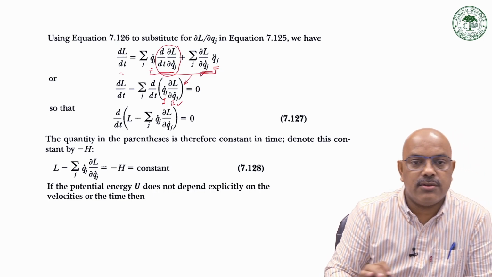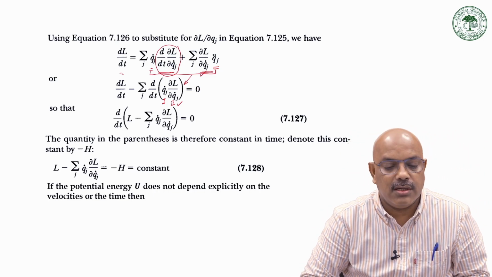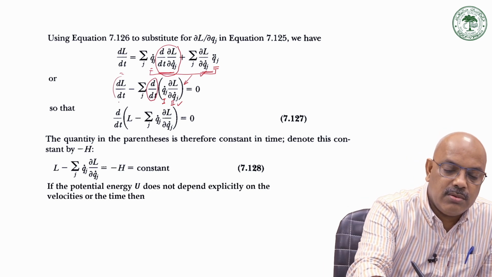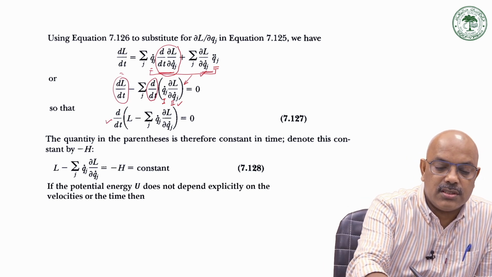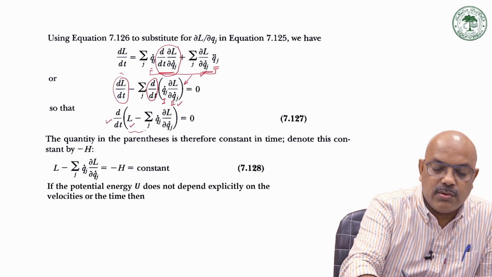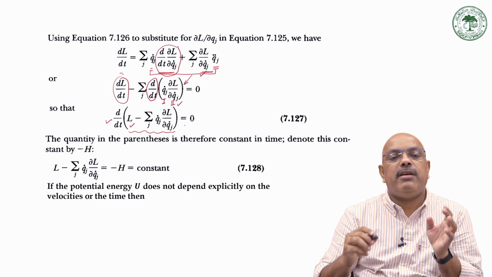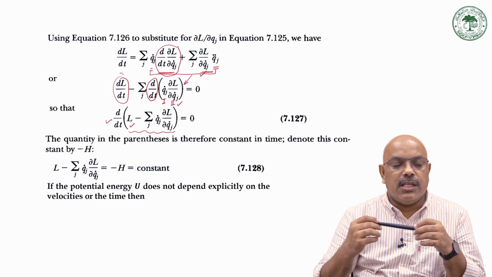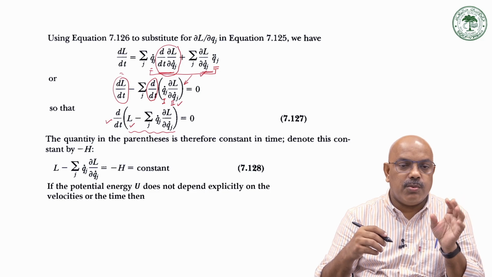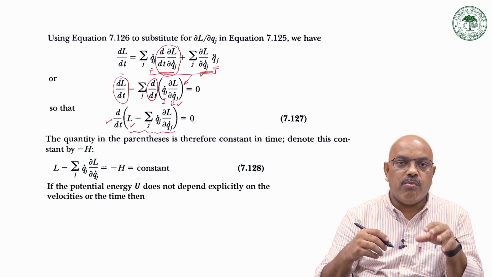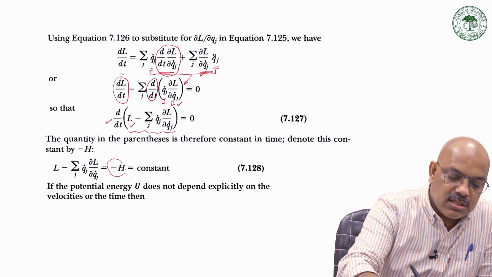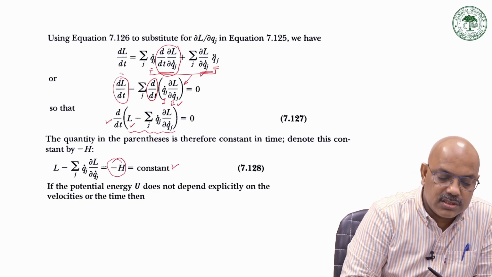So we can write this as the total time derivative of q̇ ∂L/∂q̇. This is d/dt and this is d/dt also, so I take it common, so this is going to be L minus this whole quantity. You see that the time derivative of this quantity is equal to 0, that means this quantity is going to be a constant. So let's put this constant equal to minus h. This quantity is some constant, minus h.